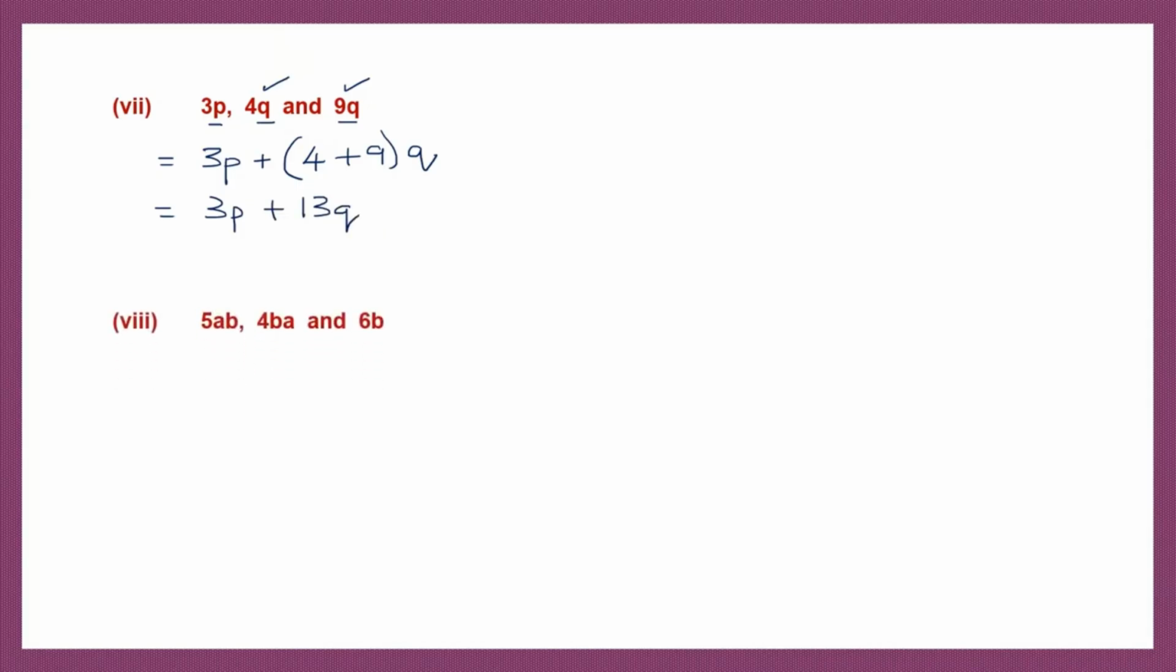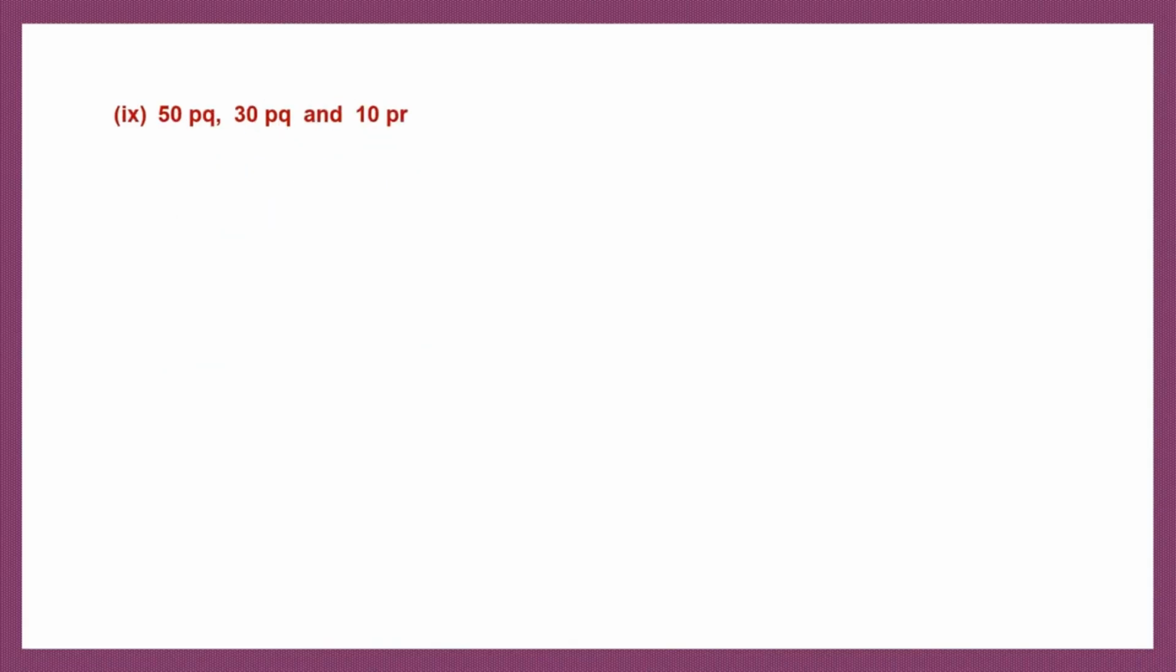Eighth one, 5ab, 4ba. It's the same as ab because we have 1a and 1b. So these two are like terms and 6b is unlike. So let's add the like terms. Take only the numbers. 5 plus 4ab plus 6b. So that becomes 9ab plus 6b. So this is my final answer.